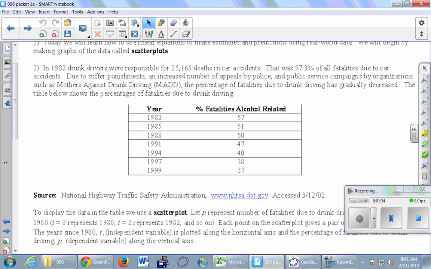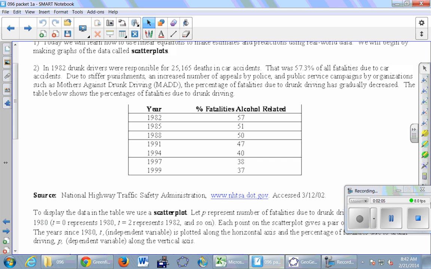Okay, so let's take a look at this table and make sure we're clear on what it represents. Back in 1982 is the first year that we have some data I'm presenting. And in that year, of all the deaths that resulted from car accidents, 57% of them were related to drunk driving, to alcohol, okay? And then if we flash forward 3 years to 1985, that number was down to 51%. So about half of all the deaths that were caused in car accidents that year were caused by drunk driving.